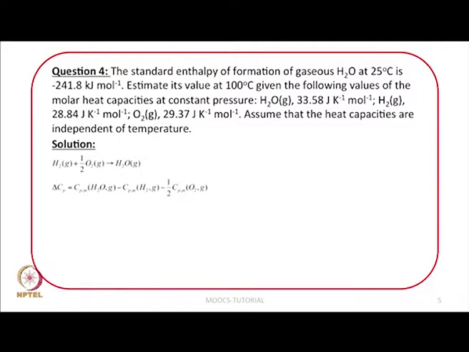Delta Cp can be calculated from the molar heat capacities at constant pressure of product minus that of the reactants, and all the values are given. After you substitute these values, delta Cp comes out to be minus 9.94 joules per Kelvin per mole. The value turns out to be minus. So, therefore, try to assign some meaning to the minus sign.